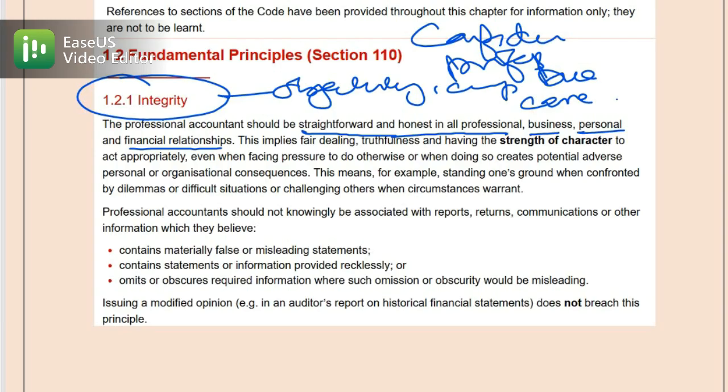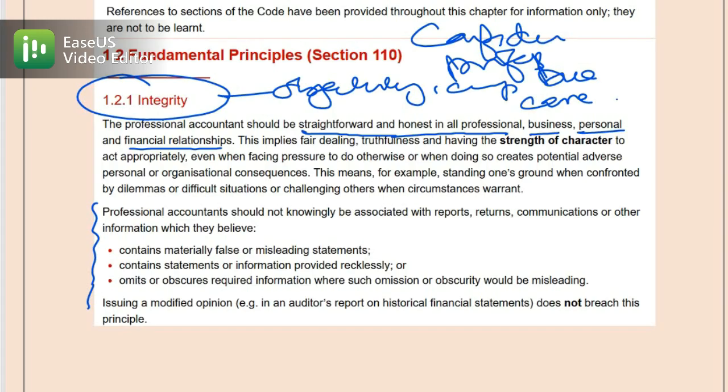Think about it. Imagine you are an auditor and the client is putting massive pressure on you to sign a clean audit opinion when you know the financial statements have a material misstatement. Acting with integrity means that you stand your ground. You modify that opinion even if the client gets upset or even if you are worried about losing them.